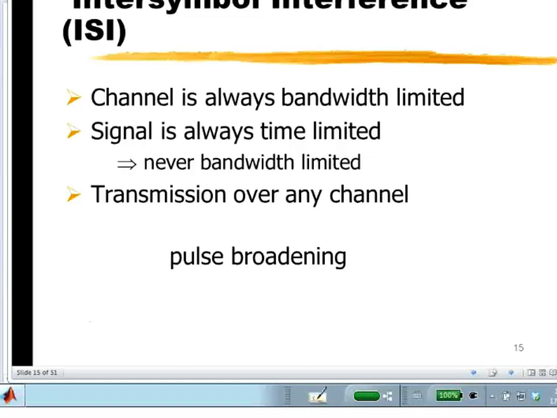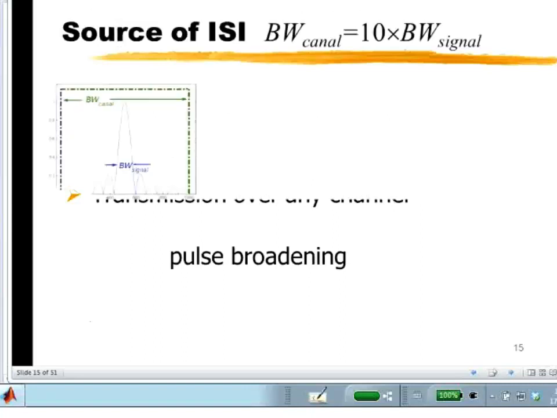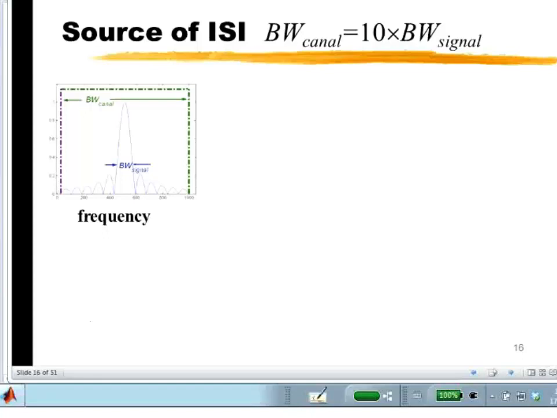Of course, it's all a question of degree. To which degree will I get pulse broadening? First of all, I'm going to show you why it is that this gives you pulse broadening, and then I'll try and show you how to quantify how much pulse broadening you get from this effect. So let's take a really simple example.